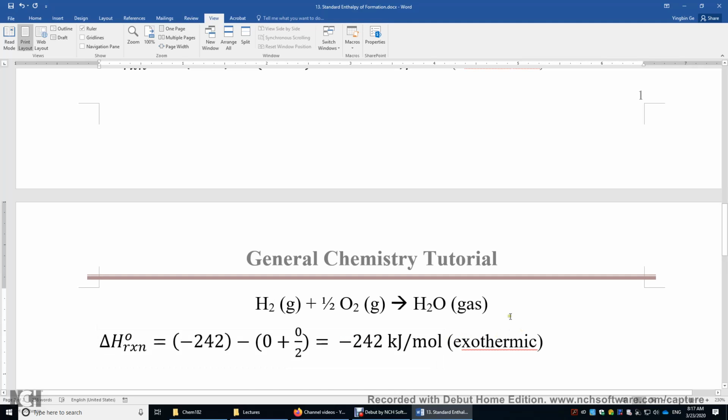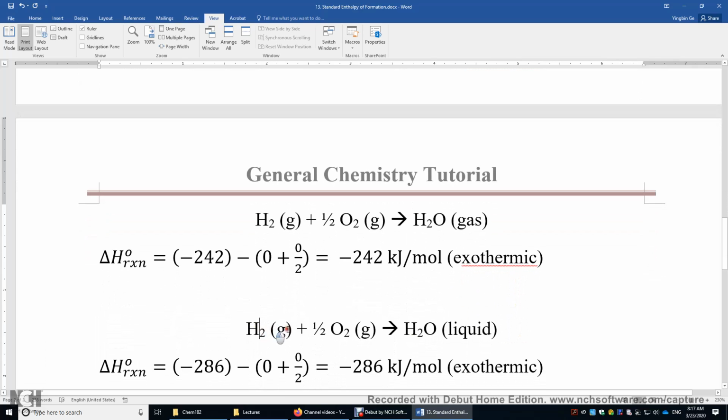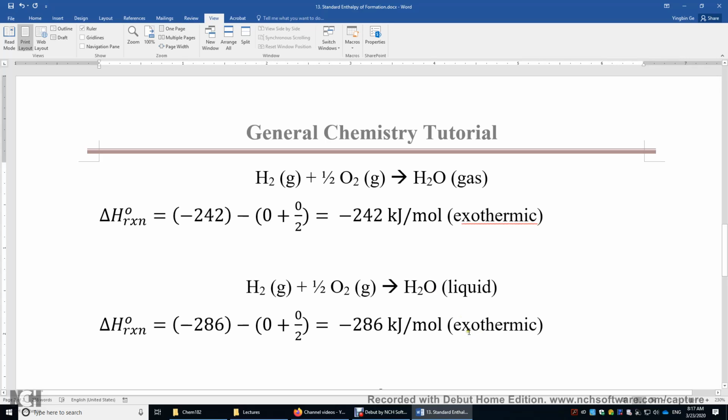It's an exothermic reaction. The same reaction, but wait, pay attention here. Over here, we are producing liquid water. This is gaseous water. The enthalpy of formation of liquid water is negative 286 kilojoule per mole. It's different from this one. But same, it's an exothermic reaction. Again, we're talking about the standard enthalpy of reaction. We assume all chemicals involved in the reaction are in their standard state.